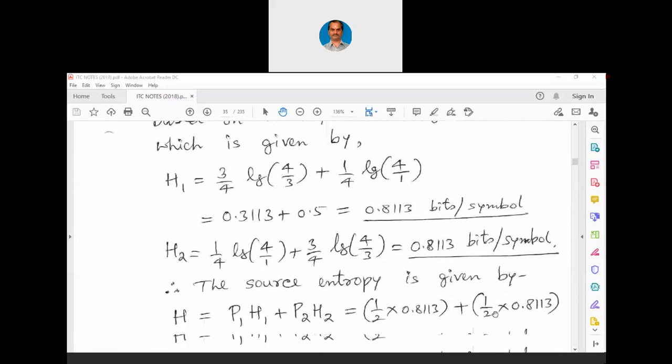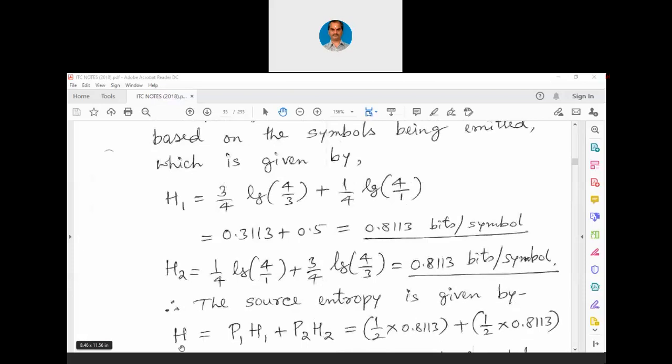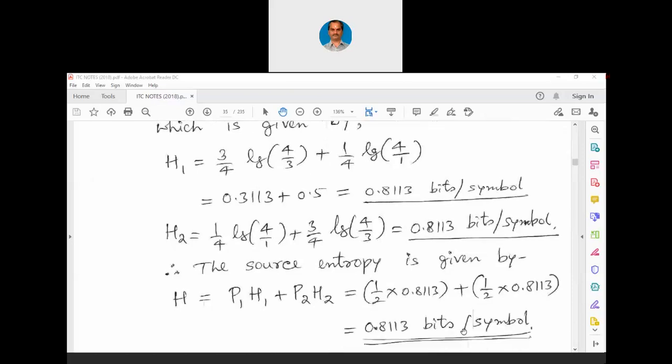Therefore, the source entropy is now given as total entropy H equals P1 H1 plus P2 H2, where P1 is the probability of state 1 and H1 is the entropy of state 1. Similarly, P2 H2. So as P1 and P2 are half each, we get this total H is 0.8113 bits per symbol. This is now source entropy.